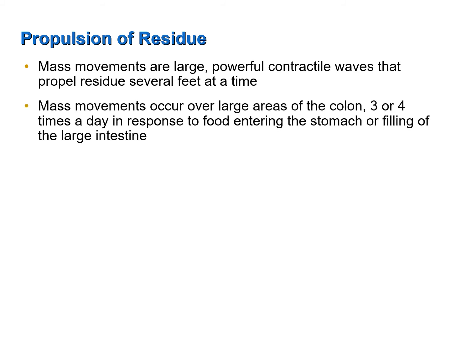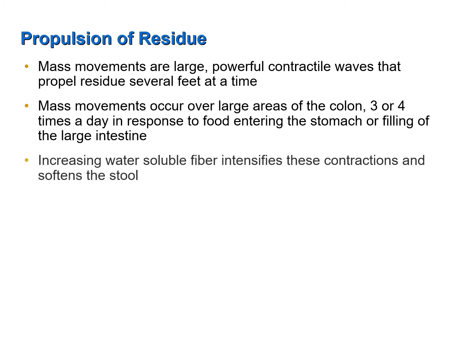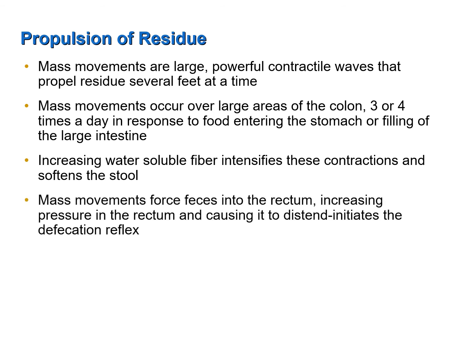They occur over large areas of the colon several times a day, typically in response to food entering the stomach or simply to the filling of the large intestine. Increasing the water-soluble fiber content of your diet intensifies these contractions and also softens the stool, making mass movements much more productive. Eventually, mass movements force feces into the rectum. This increases the pressure in the rectum and also causes it to distend, and this initiates the defecation reflex.